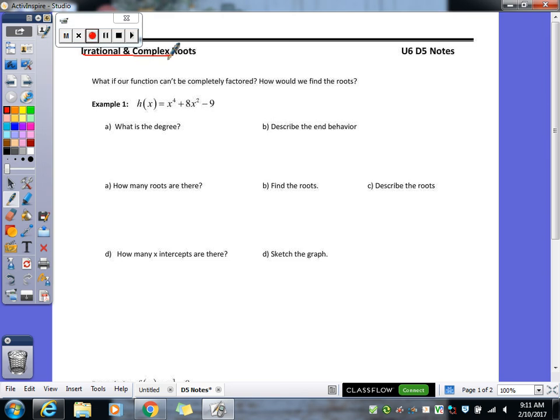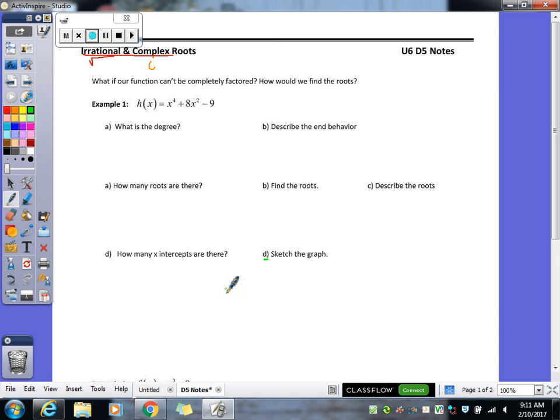So remember, irrational means you have the square root of a non-perfect square. Complex means the letter i is going to be in your answer. So we're going to start having some of those kinds of roots. So if we take a look at our first example, we'll go through and answer the questions they want us to answer, eventually getting down to the fact that they want us to sketch our graphs.